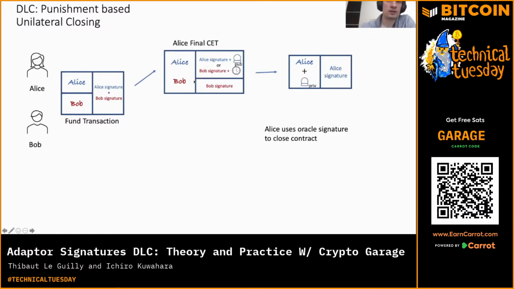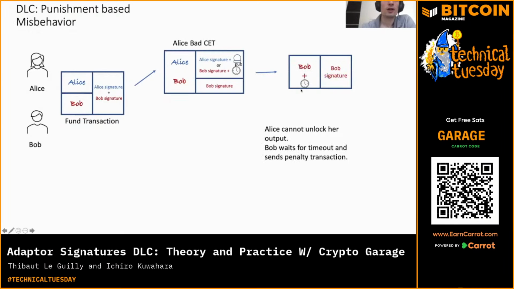But if they don't cooperate, then of course Alice can just use her CET to get a signature. And if she misbehaves by sending the wrong CET, then Bob will just have to wait until this time lock expires, and he will be able to send the punishment transaction and recover all of the funds.